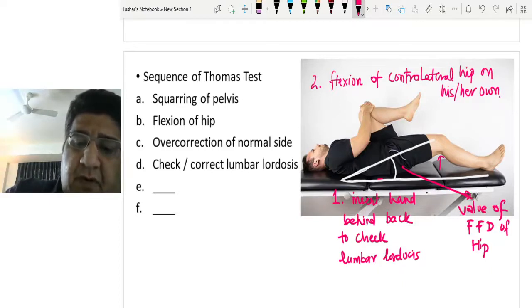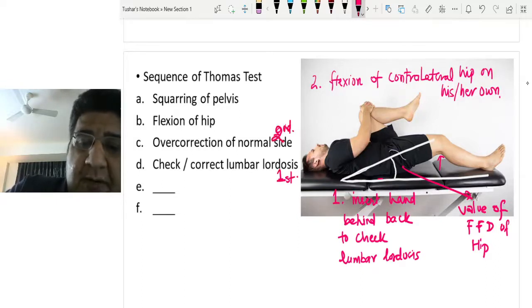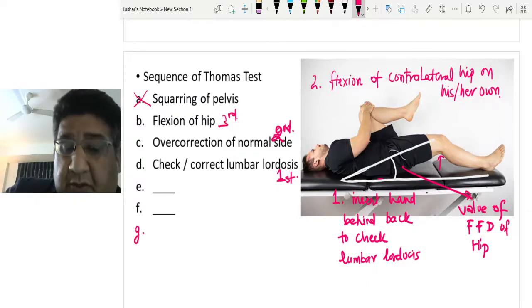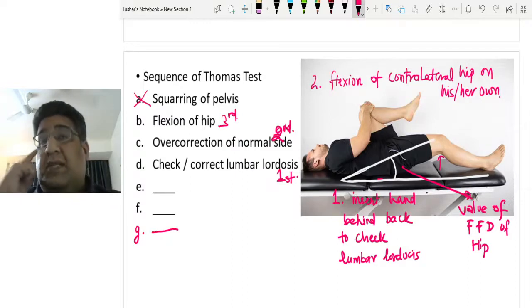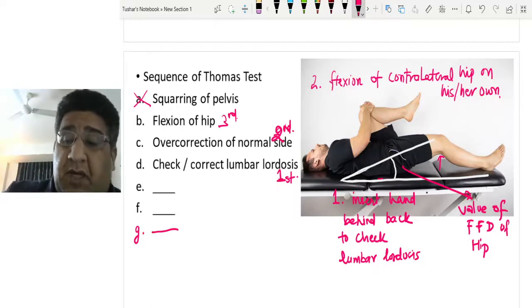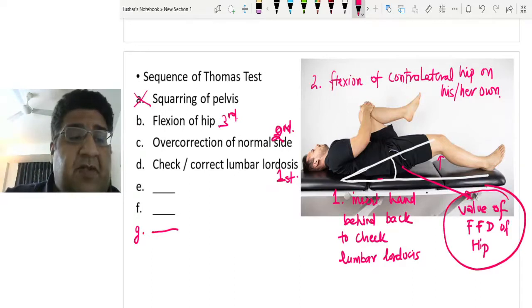So what is the first step? The first step is always this, checking the lumbar lordosis. The second step is that you have to overcorrect the normal side. The third is that you have to flex the hip. There is no concept of squaring of the pelvis, but I got messages that there were certain other options also, but nobody is able to recollect the exact statement in those options. So maybe you can help. But I have told you about the Thomas test, which helps in calculating the fixed flexion deformity, whether it is there or not, and if it is, what its value is.